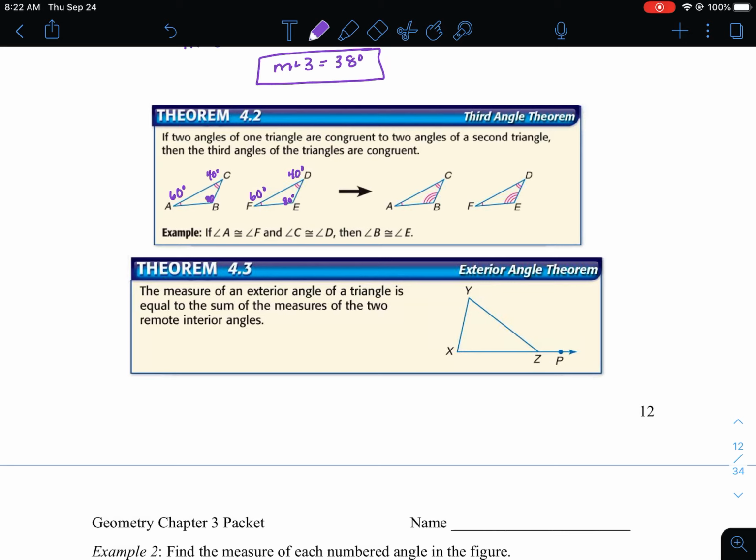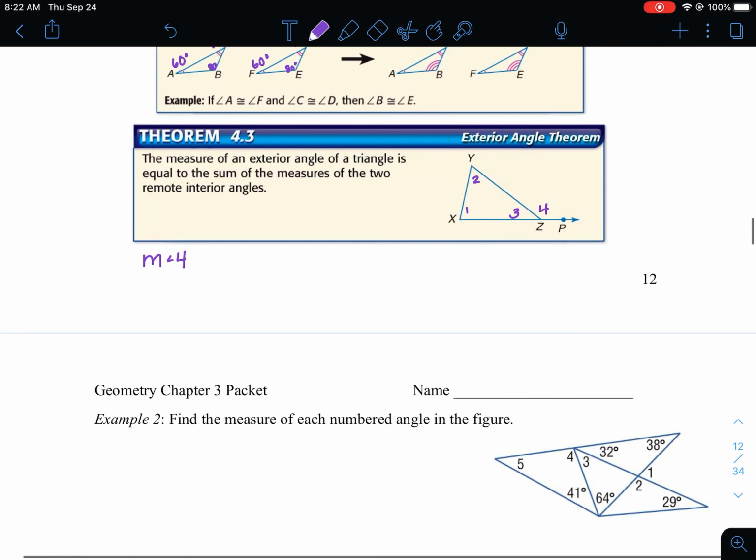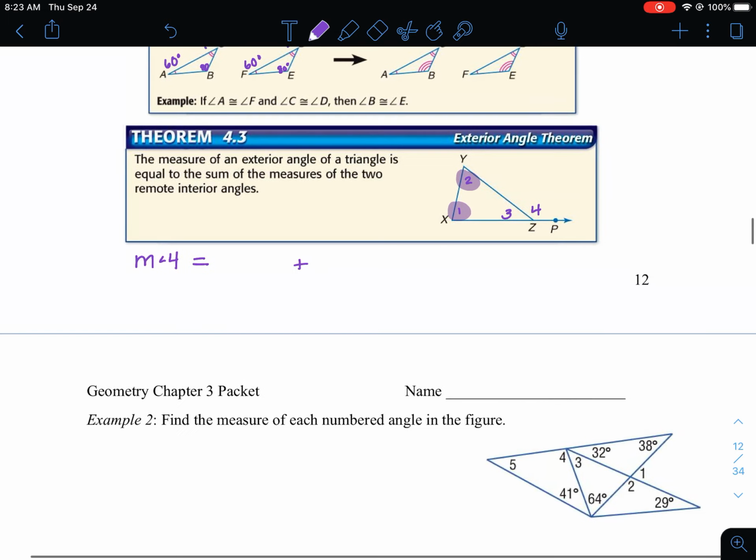And finally, the exterior angle theorem. This was the relationship I was talking about at the beginning. It says the measure of an exterior angle. So here's my exterior angle. We'll call it 4. I'll number all of the angles. So 1, 2, 3, and 4. The measure of the exterior angle, so the measure of angle 4, is equal to the sum of the measures of the two remote interior angles. So my remote interior angles are the ones that are not adjacent to it.